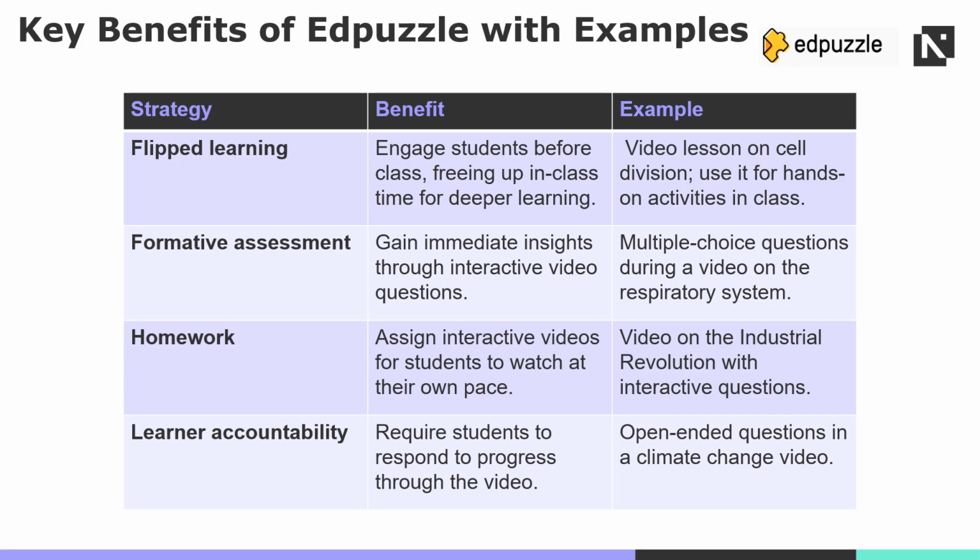So for example, assign a video on the history of the Industrial Revolution as homework, including interactive questions throughout to check for comprehension. And for learner accountability, ensure students actively participate by requiring them to respond to questions before moving forward in the video. So require students to answer open-ended questions in the video on climate change. They must respond to move forward, ensuring they actively engage with the material.